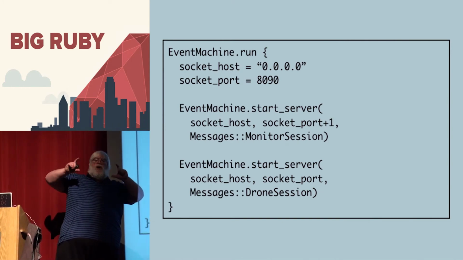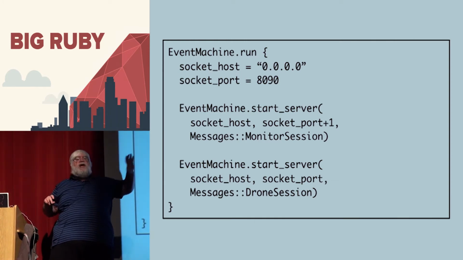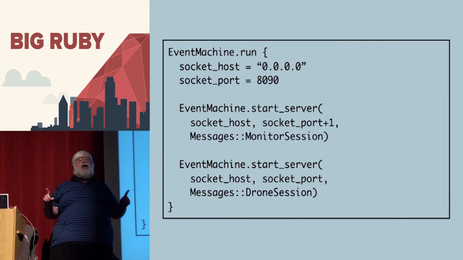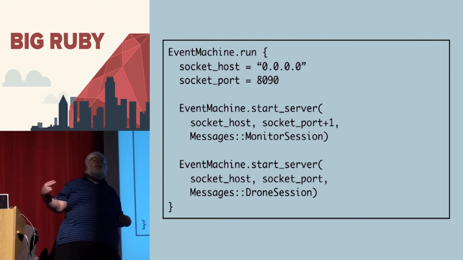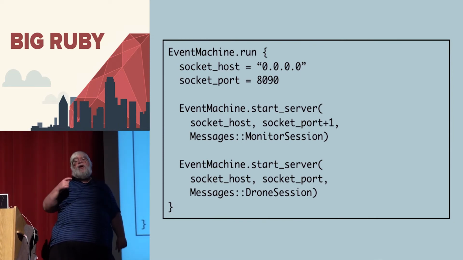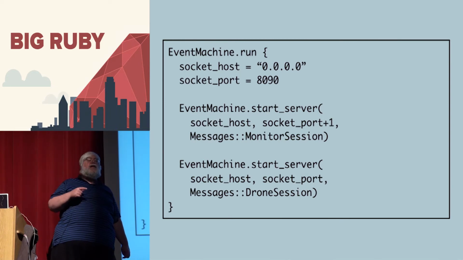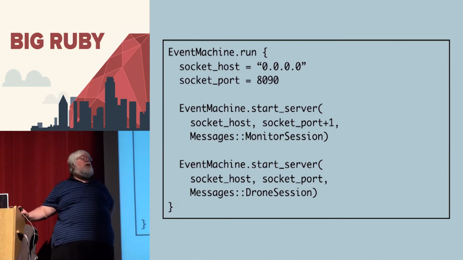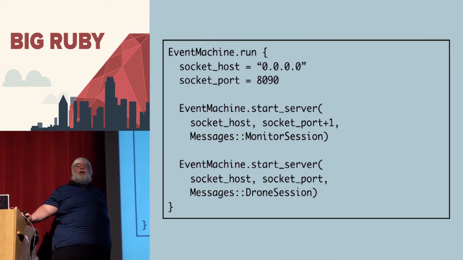This is the program that sits right in the middle, talks to the drones, and talks to the monitor. His job is to pass data back and forth between the drones and the monitor, tagging the data from the drones with the appropriate ID, and when the data comes back from the monitor, to look up the drone based on the ID and send it to that particular drone.